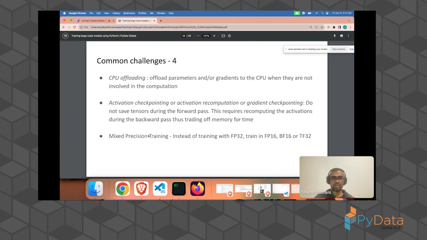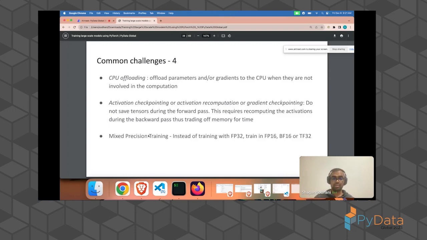One of these techniques is called CPU offloading. CPU offloading basically means that when you're training a model on a GPU, you offload the parameters or the gradients from GPU to CPU when you're not using them. So it frees up GPU memory for putting more stuff into that. CPU offloading is supported in PyTorch.